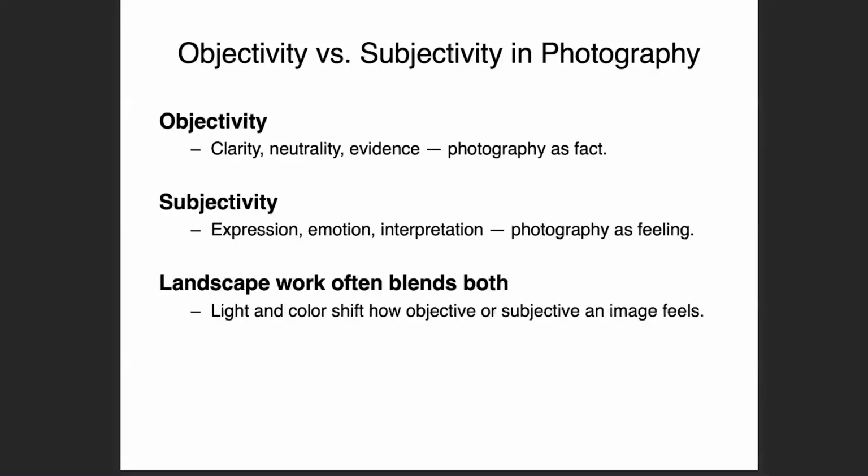So let's just review objectivity and subjectivity in photography. Objectivity is when we have photographs that have a lot of clarity, they're very neutral, they act as evidence, photography as fact, whereas subjectivity values expression, emotion, and interpretation, talking about photography as feeling, where the photographer is inserting themselves into the work. And then when we think about landscape, landscape often blends both of these objectivity and subjectivity ideas. They coexist with each other, which, as we have moved throughout this semester, we see how photographs can go back and forth between objective and subjective just based off of our personal experiences.